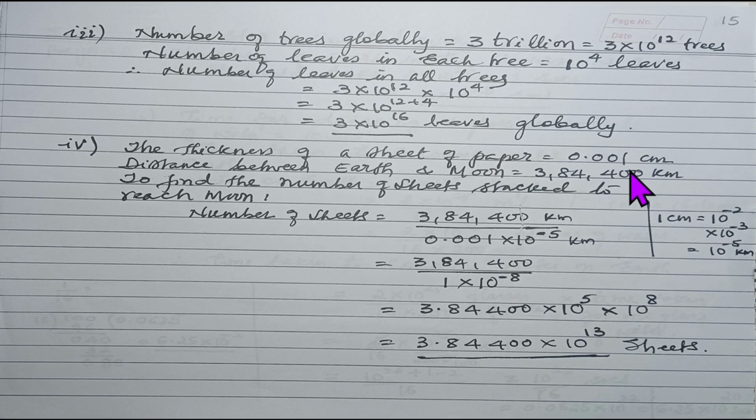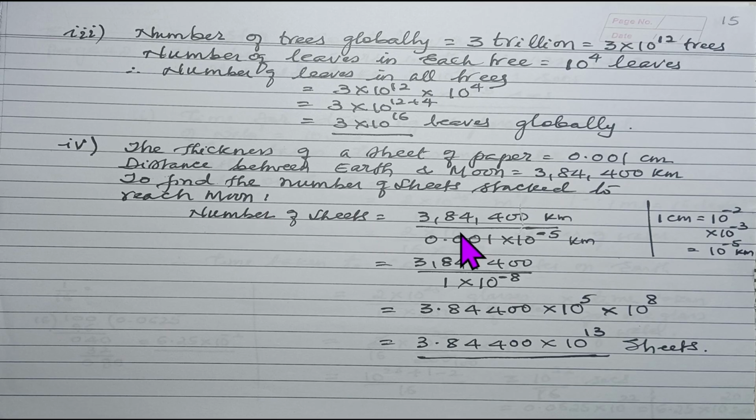Now the thickness of a sheet of paper is given as 0.001 centimeter, and the distance between Earth and Moon is 3,84,400 kilometers. Remember that. We have to find the number of sheets stacked to reach the Moon.